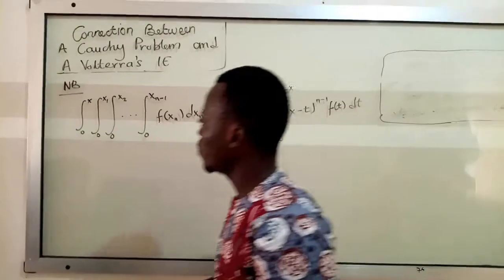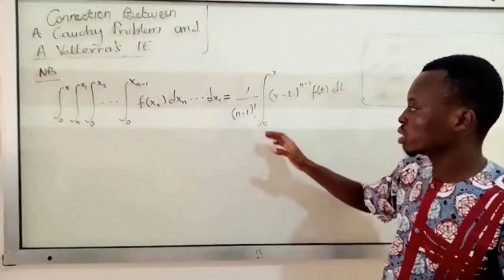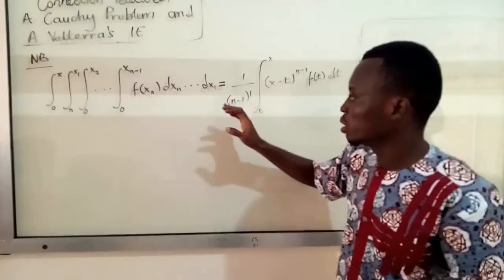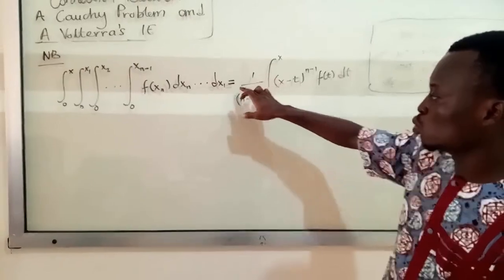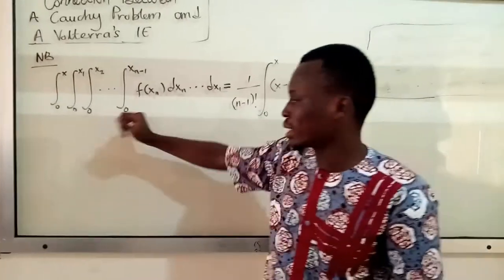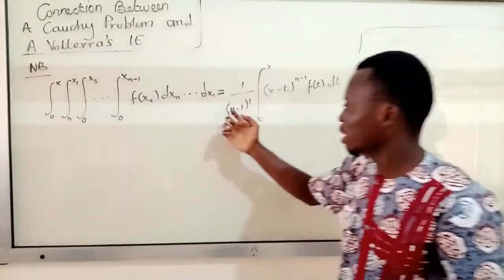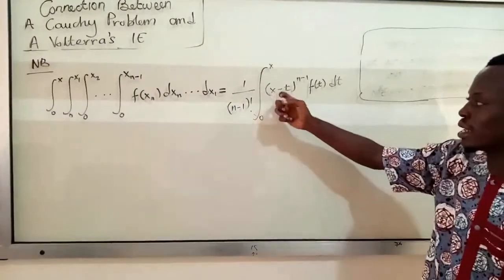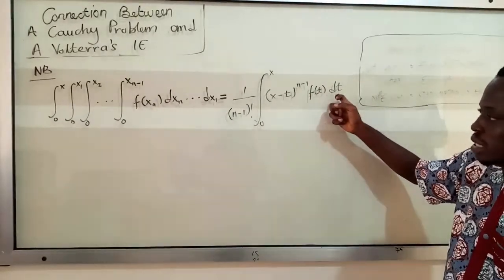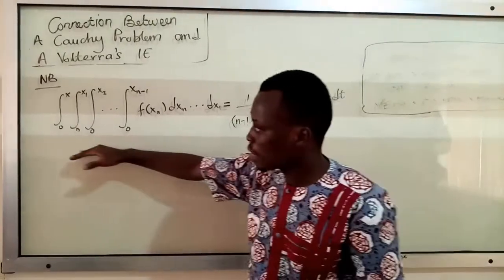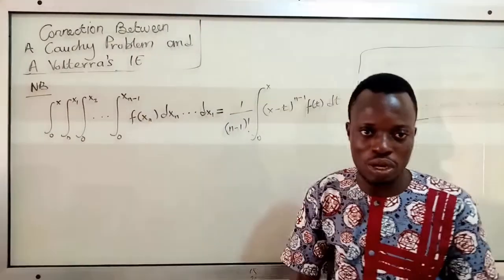If you have several integrals like this, you can convert them to a single integral by equating it to 1 over (n minus 1) factorial, where n minus 1 is the number of integrals, times the integral from 0 to s of (s minus t) raised to the power n minus 1, f of t dt. So you should know this. We're going to use this in converting a Cauchy problem to a Volterra's integral equation.